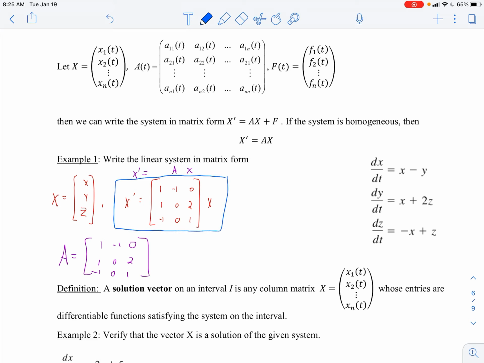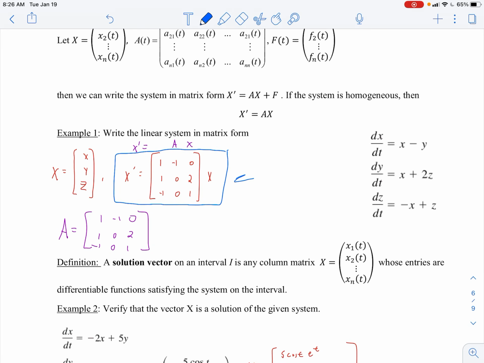X prime equals AX, and we're just going to write out what A is. We don't have to worry about writing out what X is because that's just our dependent variables. Alright, so that's how to put it in matrix form. So when I ask you on your homework to put this in matrix form, that's all I'm going to have you do.